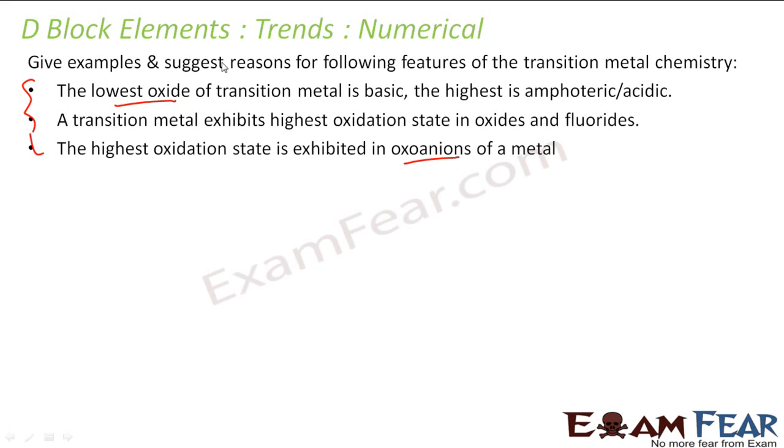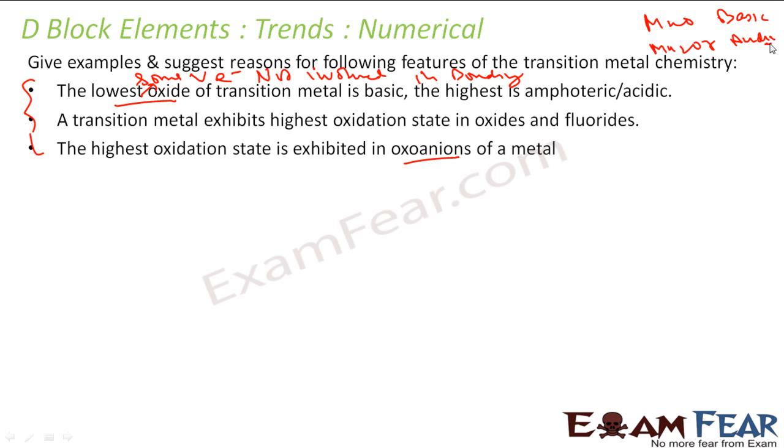In the lowest oxide, some valence electrons are not involved in bonding. They are free and they can donate electrons and behave as a base. But in the higher oxidation state, all of the valence electrons are involved in bonding and they don't have any free electrons to donate, and they act as acids. For example, I told you MnO is basic and Mn2O7 is acidic.